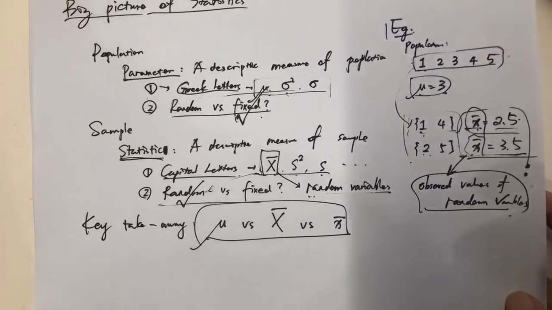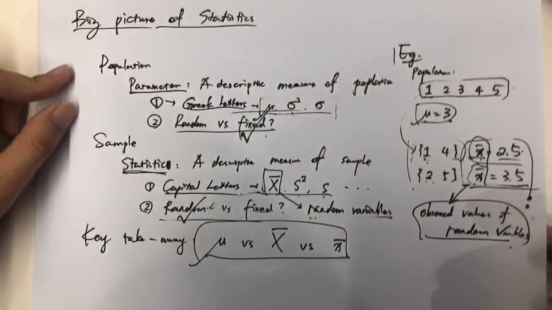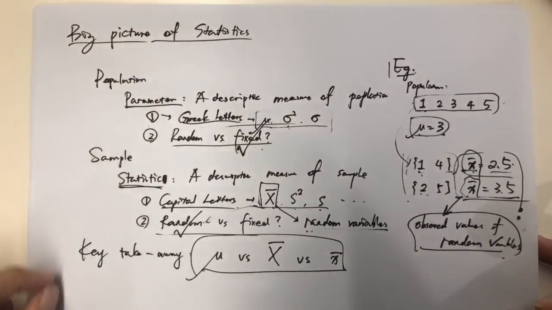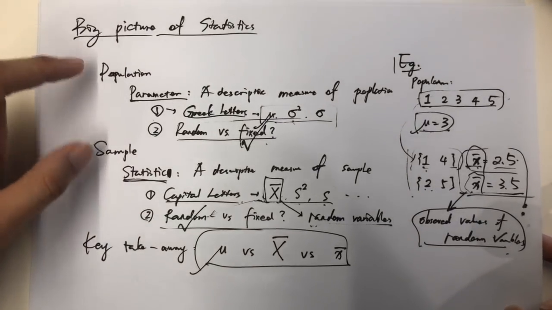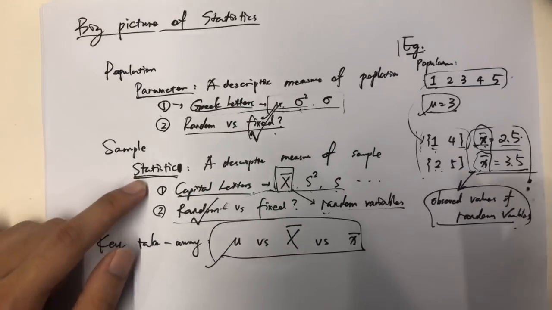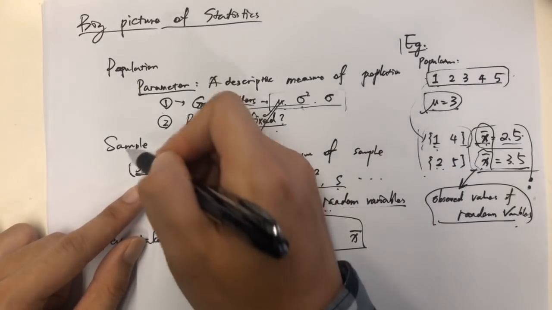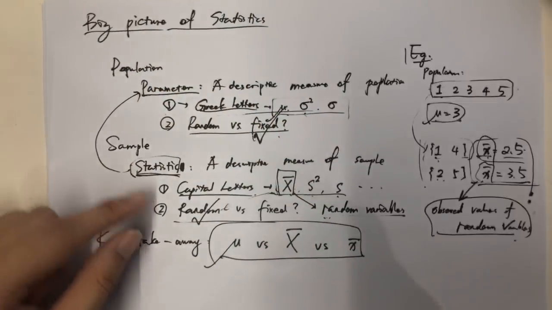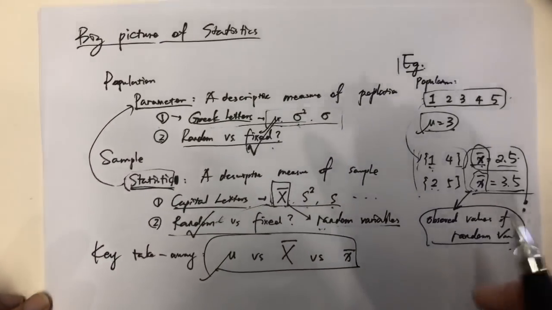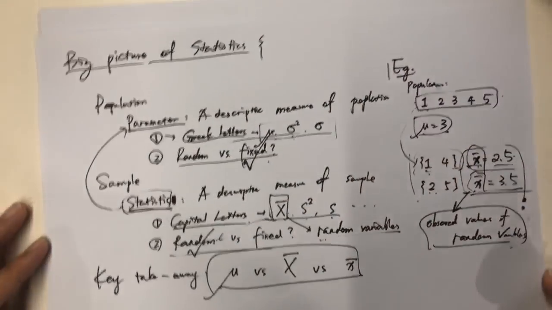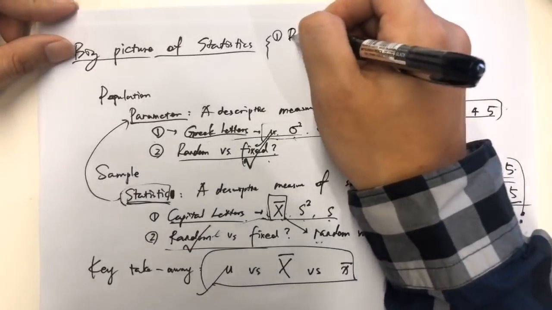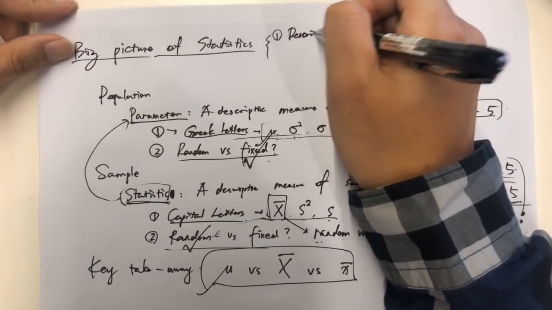But before we change to a new page, one last thing I want to mention, because when we talk about the big picture of statistics, it's mainly about population and sample stuff, because we're going to use the sample statistics to infer the value of the parameters. So we can summarize this process in two different stages. So stage one is called descriptive statistics, right?